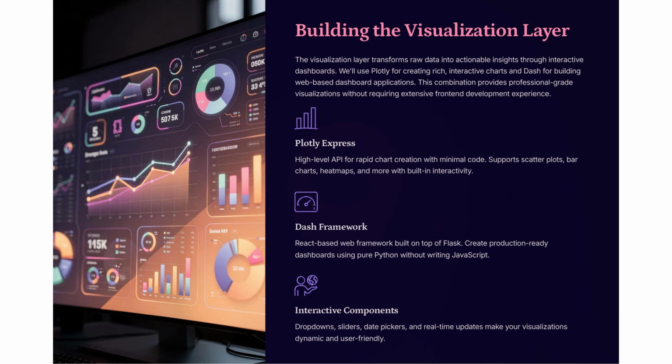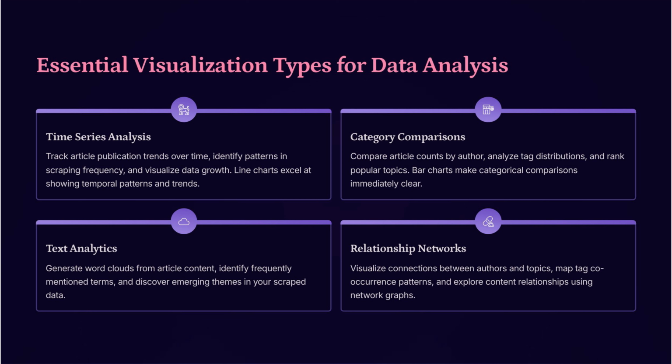Dash, a React-based framework, enables building web dashboards using Python, incorporating interactive components like drop-downs and sliders for dynamic user experiences. Time series analysis uses line charts to reveal publication trends and data growth over time. Category comparisons leverage bar charts to analyze article counts by author and tag distributions. Text analytics employ word clouds to highlight frequently mentioned terms. Relationship networks use graphs to map connections between authors and topics, exploring content relationships.